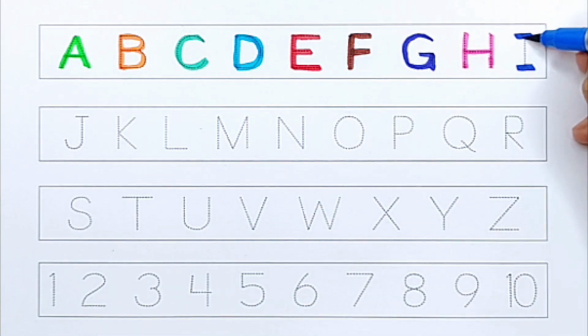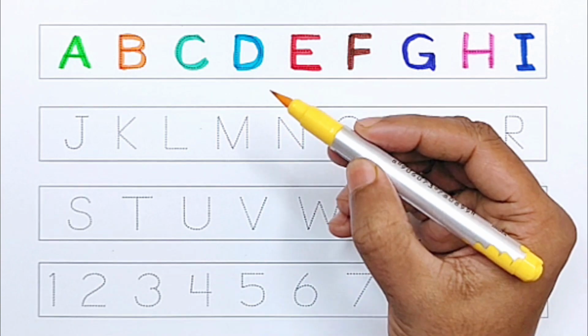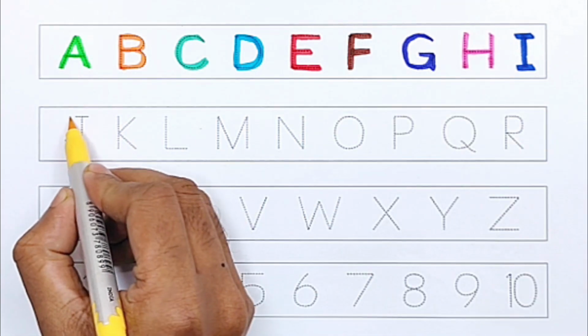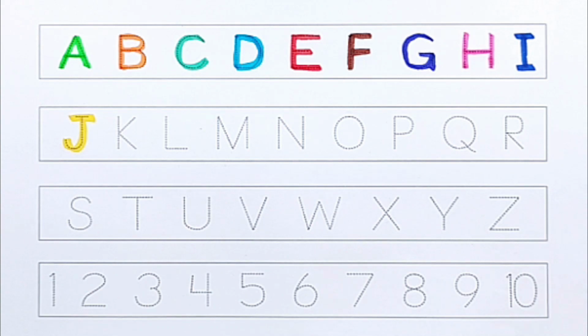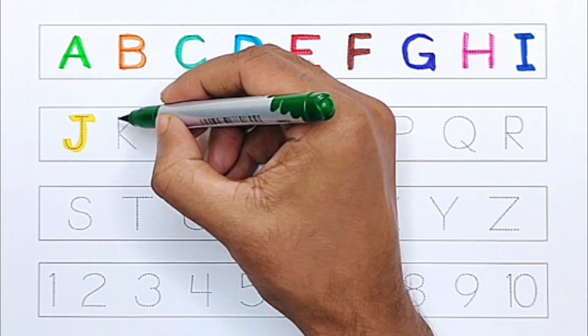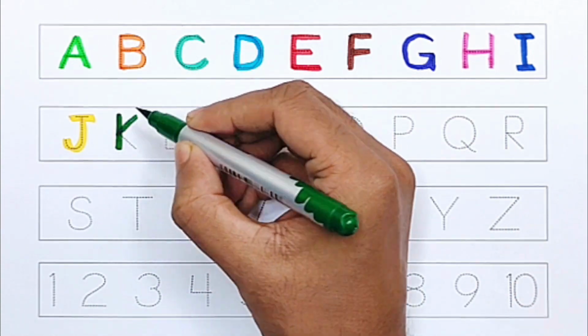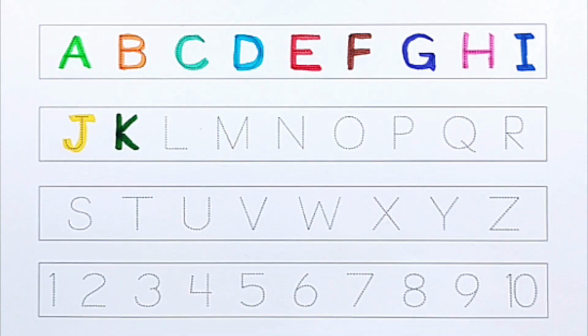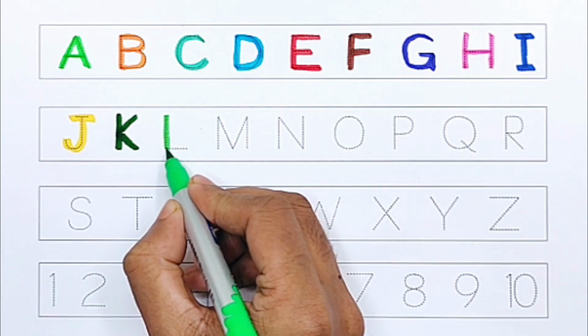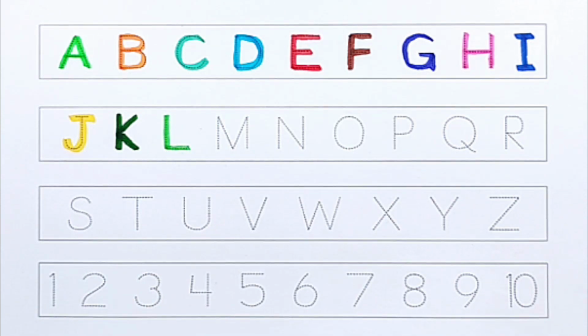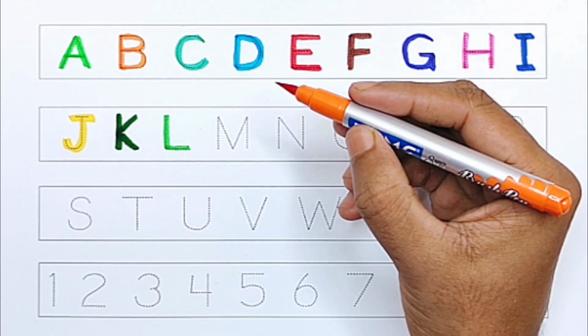I for ice cream, yellow color. J for juice, green color. K for kite, light green color. L for lollipop, orange color.